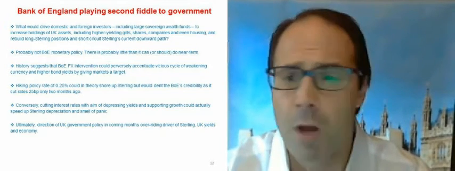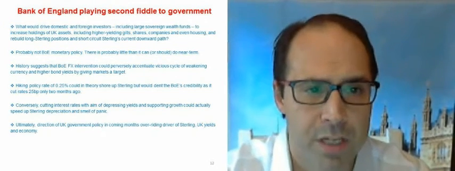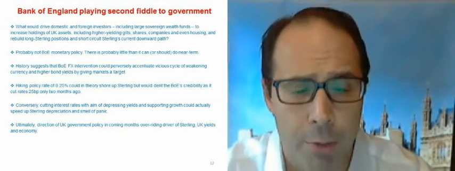So what is going to drive domestic and foreign investors, including the world's largest sovereign wealth funds, to increase their exposure to UK assets and rebuild long sterling positions, and ultimately short-circuit sterling's current downward path? Well, it's probably not going to be the Bank of England. There's probably little it can or should do near term. History suggests that intervening in the FX markets could actually make the problem worse by giving markets a target to aim at. Hiking the policy rate could in theory shore up sterling, but would dent the Bank of England's credibility, given that it cut rates only 2 months ago.